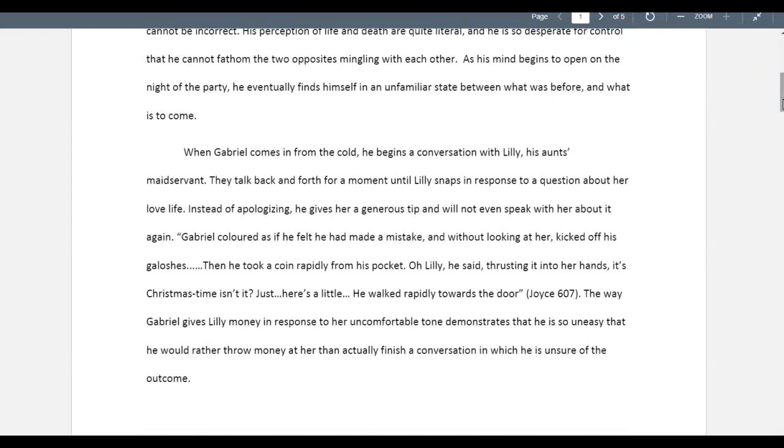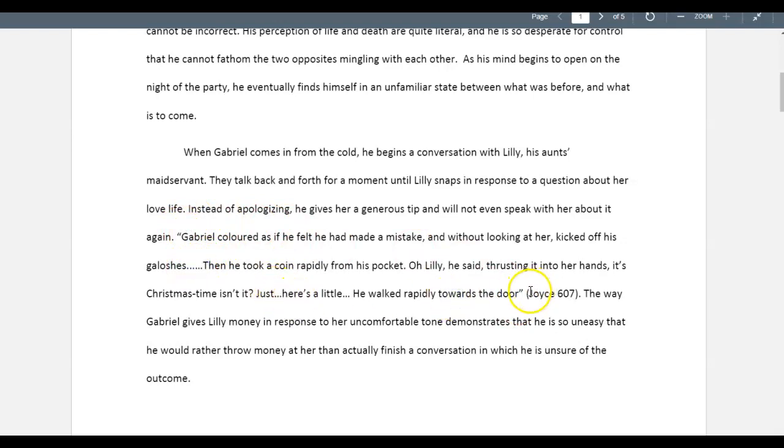When Gabriel comes in from the cold, he begins with a conversation with Lily, his aunt's maidservant. It could have been a little bit smoother transition, but literally this is when they arrive for the night of the party at his aunt's house. This is when this takes place. You have the quotation here. Again, it doesn't take more than a little over 2 lines. Here's your quotation mark. This uses an ellipsis because it leaves out a few of the lines it doesn't need.